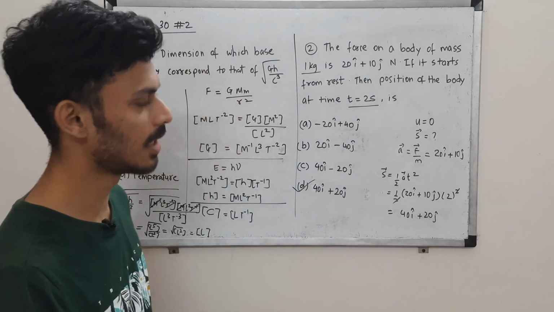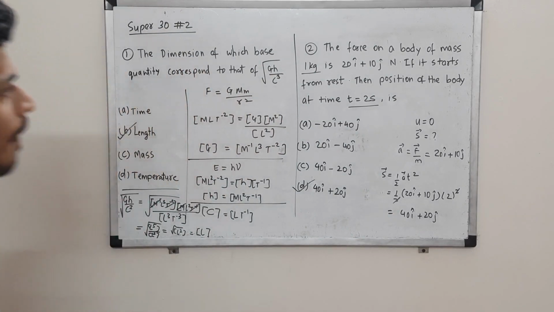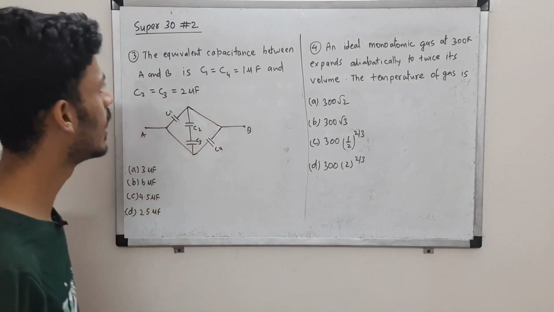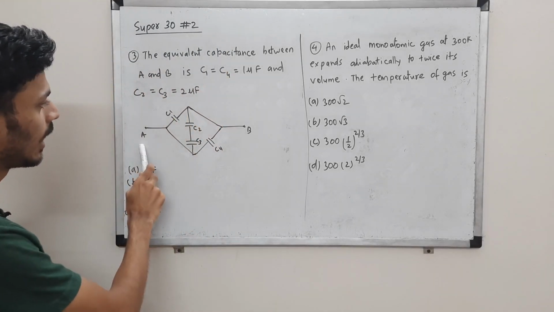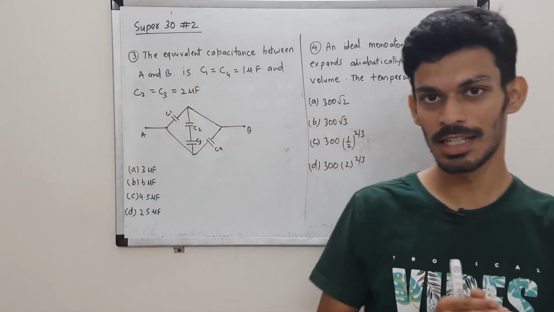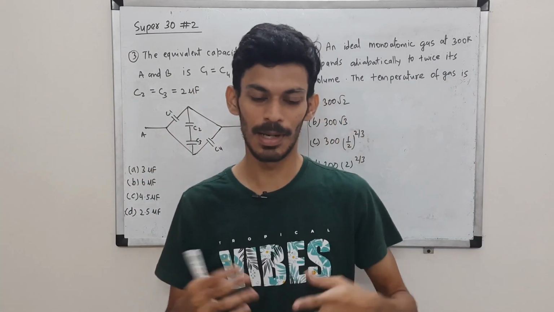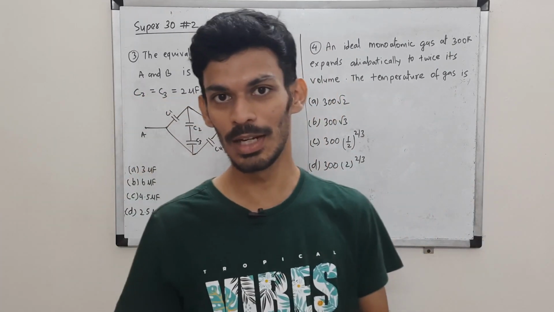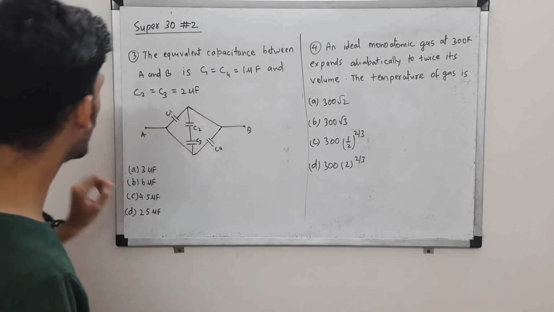These were the two questions. Let's move to the next set of questions, 3 and 4 now. In question 3, we are supposed to find the equivalent capacitance between A and B. From electrostatics, the capacitance topic is important for BITSAT. I am expecting at least one question from capacitance in one of the shifts of 2024. So let's come to this question.